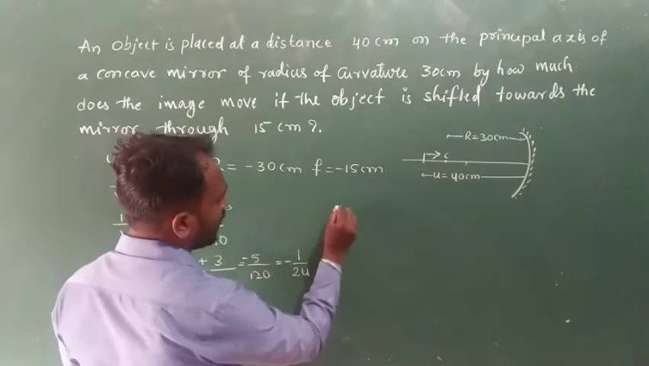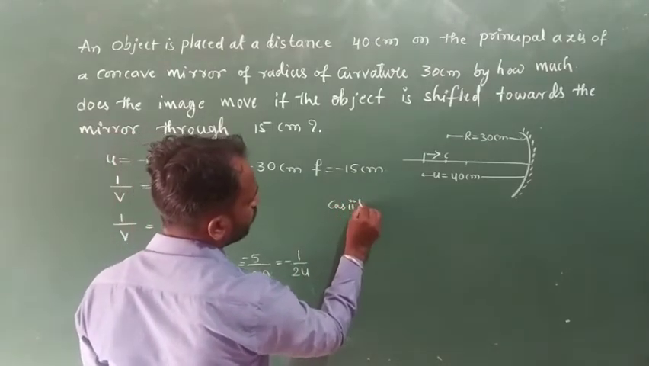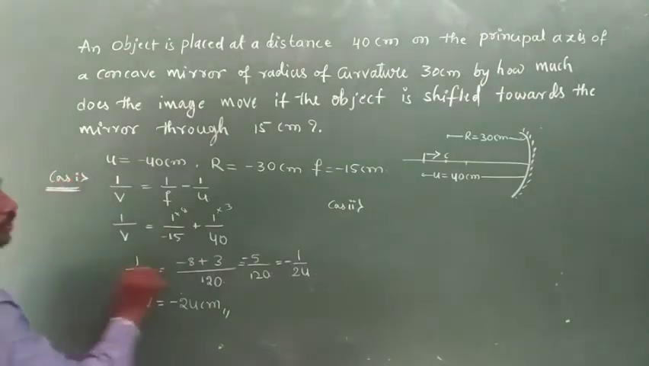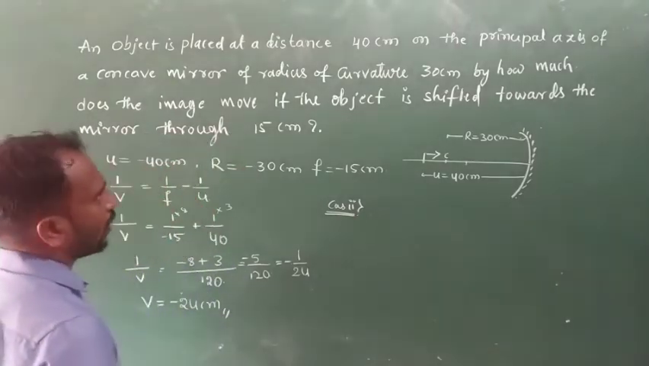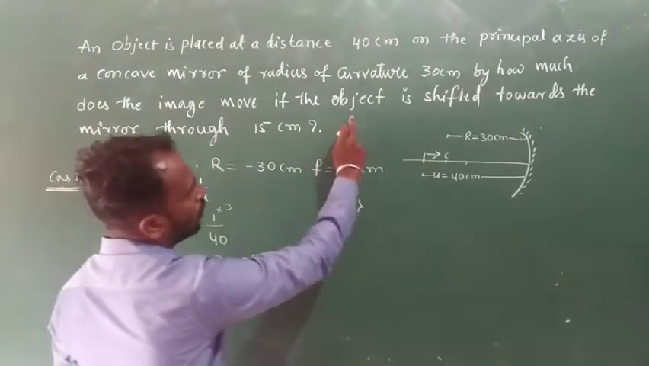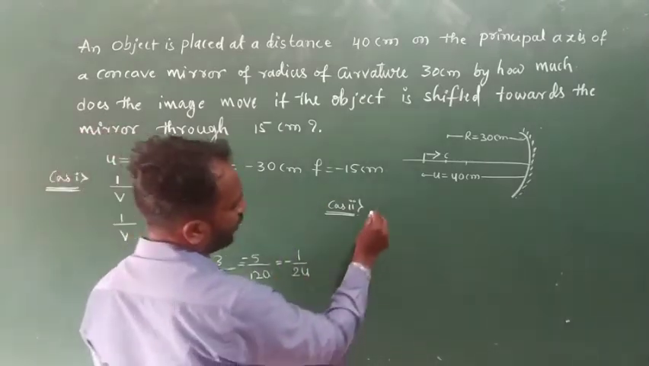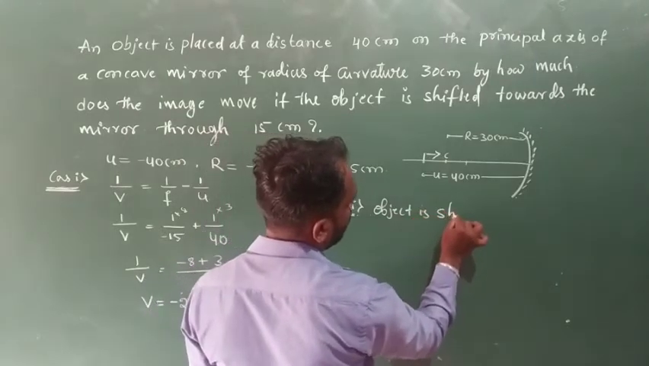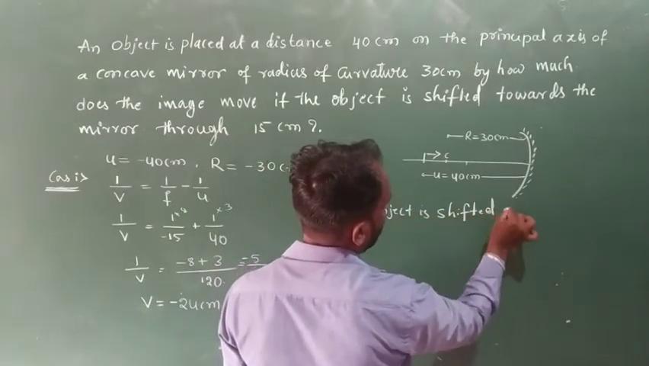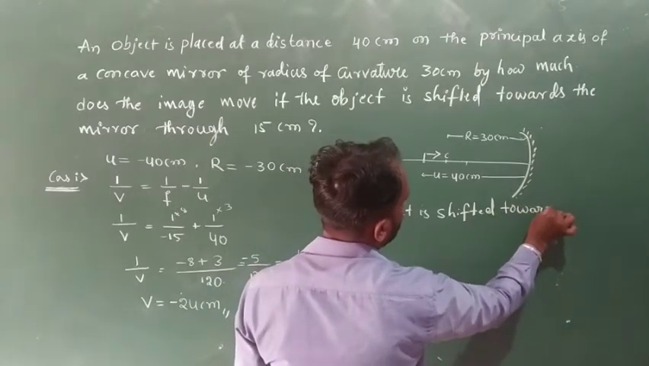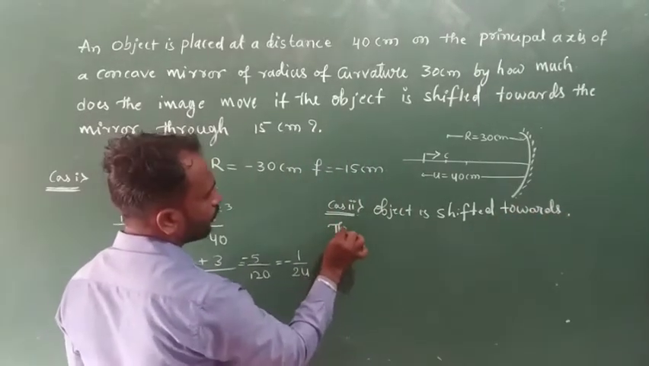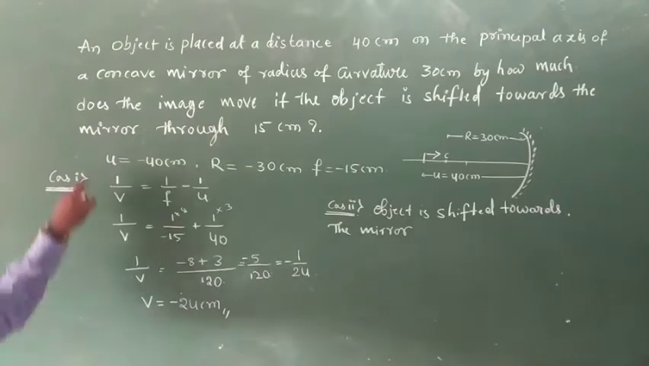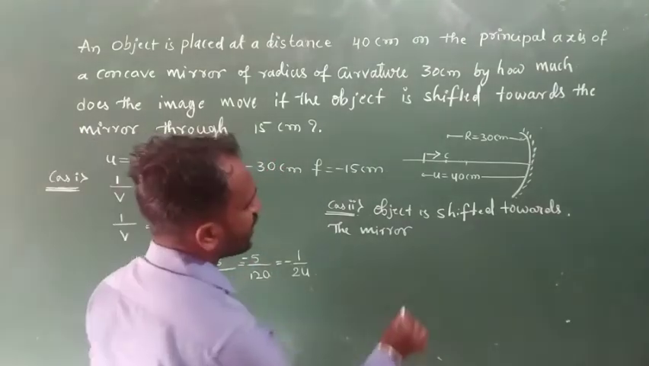Okay, so here the first one is case 1 and this one is case 2. In case 2, the object is shifted towards the mirror through 15 centimeter.